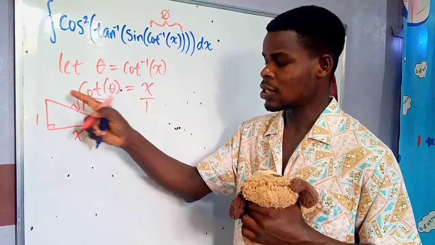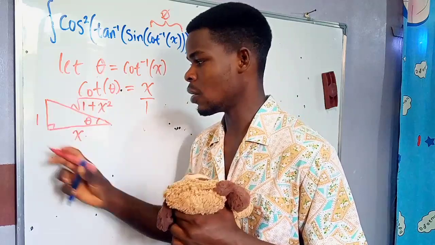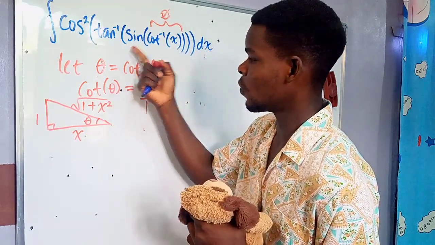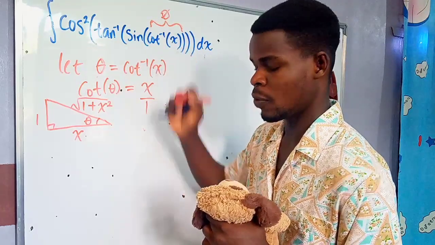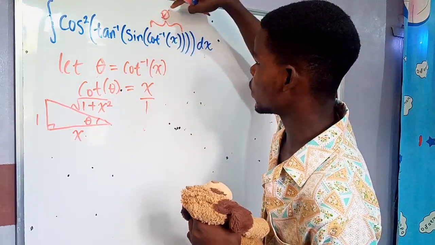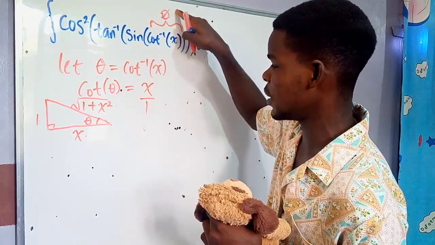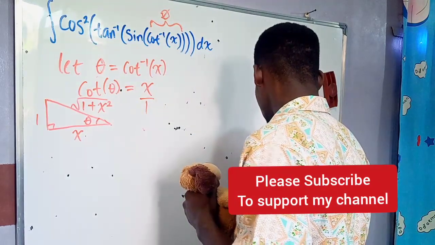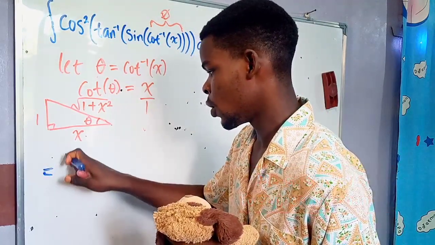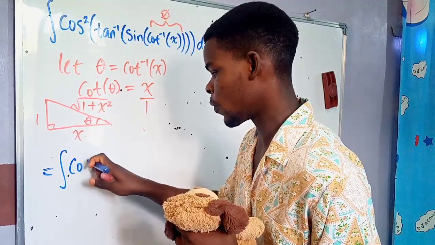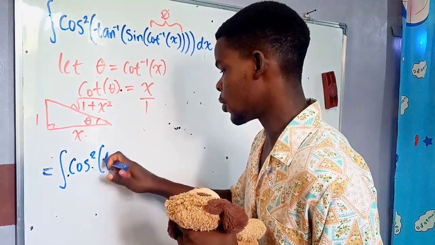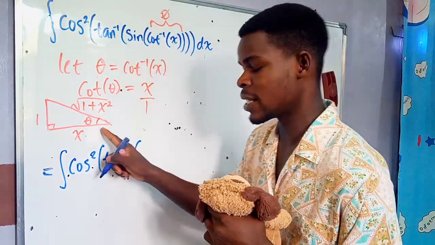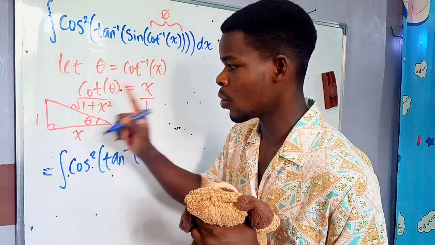So you notice that in a right triangle, when we have all the sides, we can easily find out what sine of that angle will be or what the cosine of that angle will be. Here we need to find out what sine of theta will be because we've replaced the whole of this with theta. So that means this integral will become the integral of cosine squared of the inverse tangent of sine theta, right? So sine theta from this right triangle will be opposite over the hypotenuse.